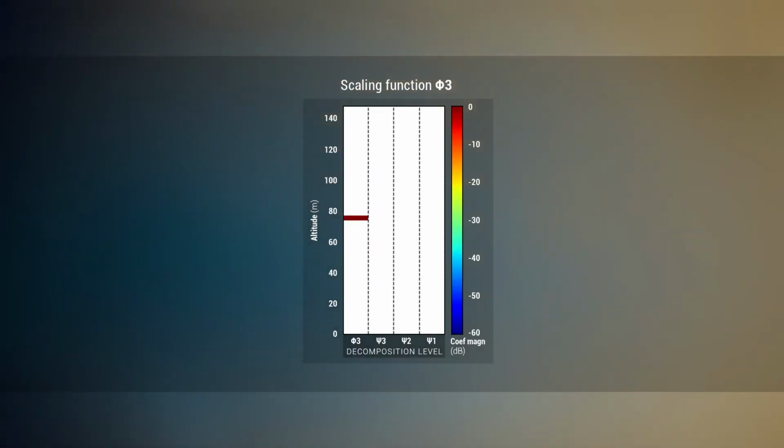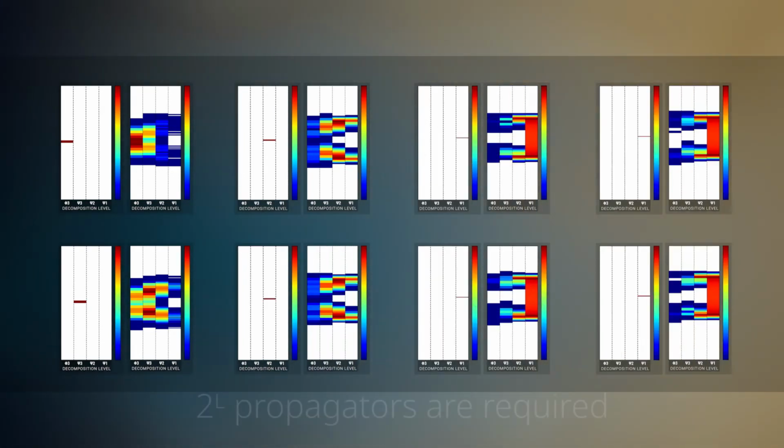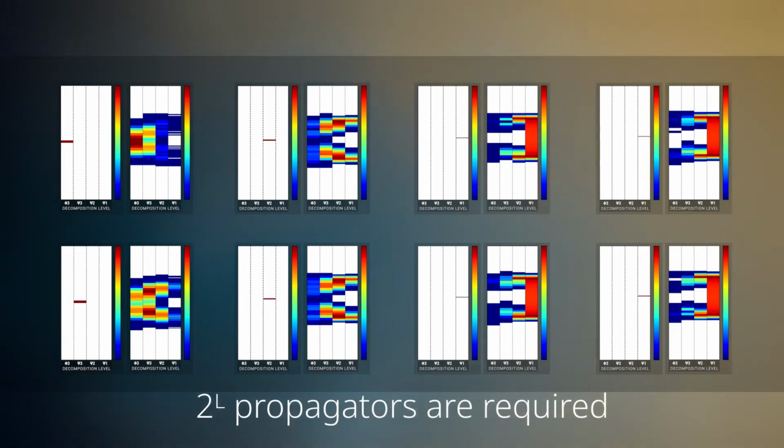The scaling function first, the first wavelet, the second wavelet, the same with one translation, and the third wavelet, the same with 3 translations. At the end, 2 power L operations are necessary. Here, L equals 3. We have obtained our dictionary of propagators.